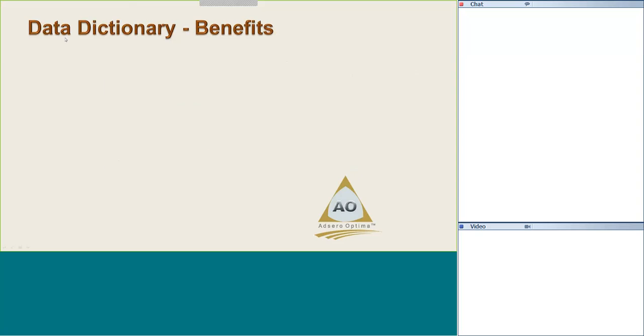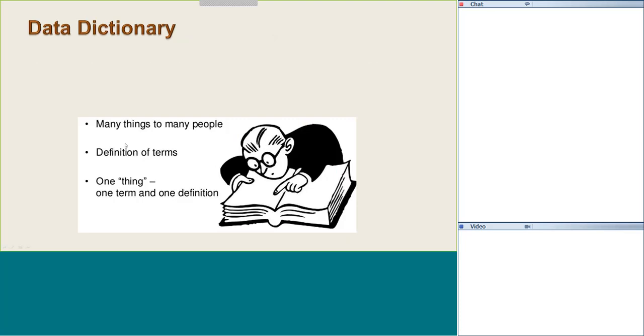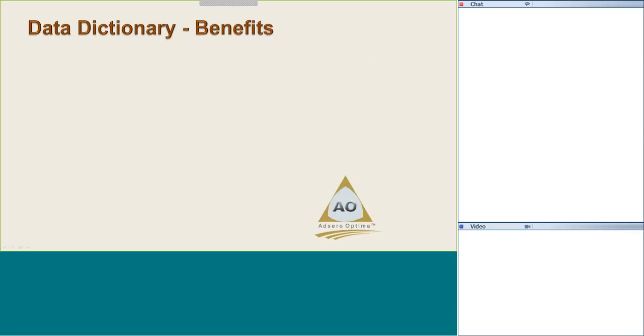I seem to have a small problem here. Let me move on to the benefit of the data dictionary first, and then I'll see in the meantime if I can get my green screen up. Where is it? There we are.